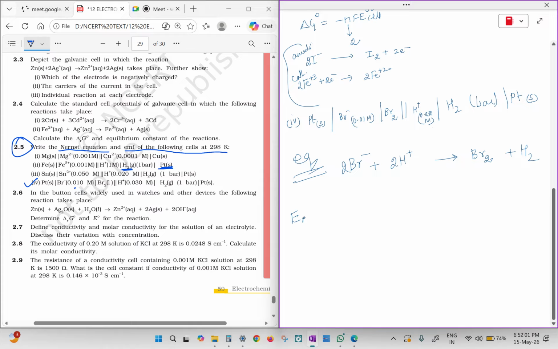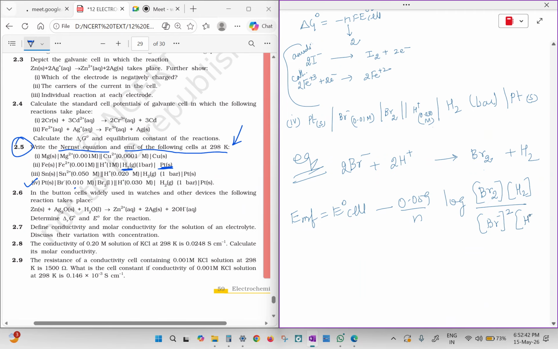So when you write the Nernst equation, the EMF of the cell is equal to E naught of the cell, whose values you can pick from the table. Since it is an NCERT question, they are just leaving it to you. Minus 0.059 by n log of. What will you write on the numerator and denominator, children? Br2 is the product, a liquid, and the reactant. This is an unusual case, Aprameya. H2 concentration by Br minus concentration to the power 2 and H plus concentration to the power 2.